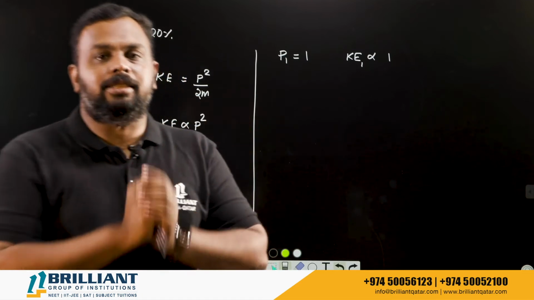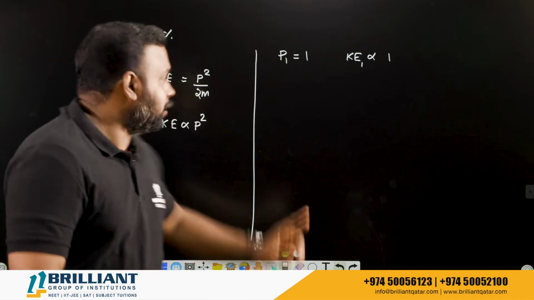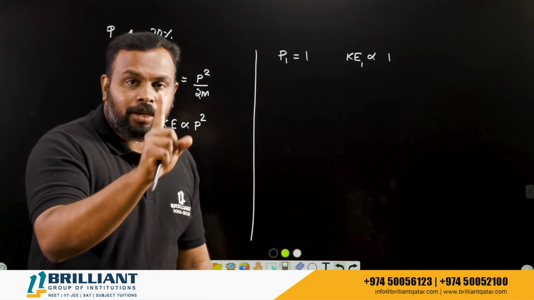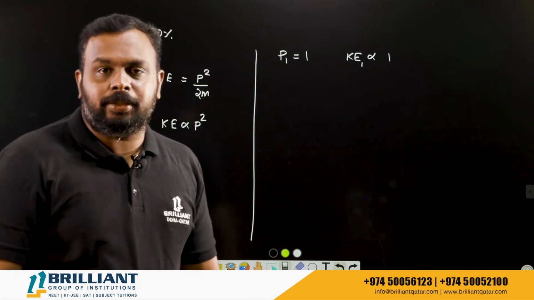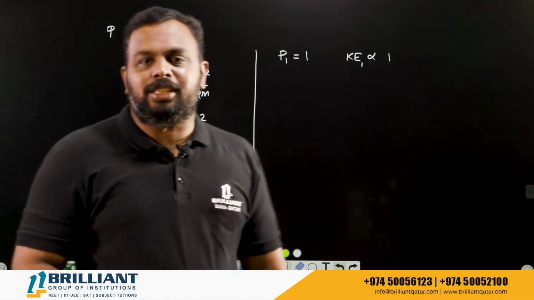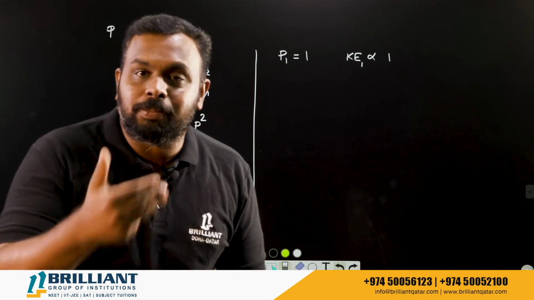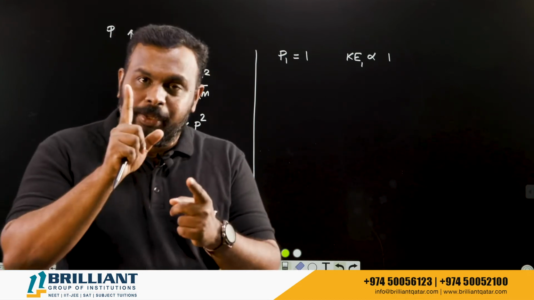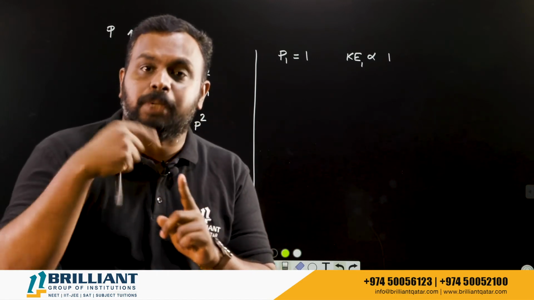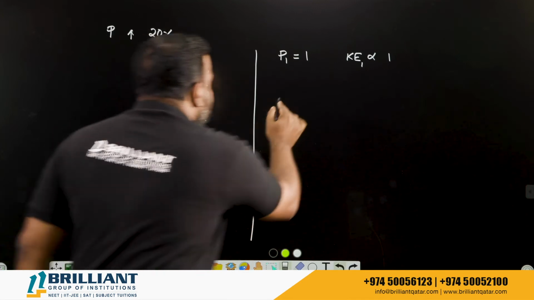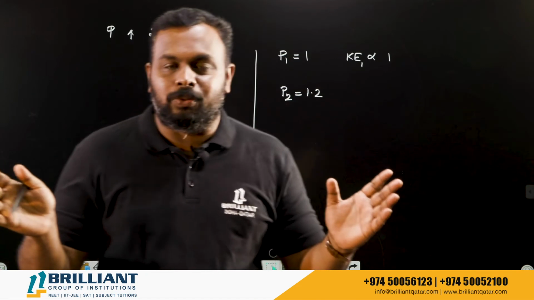Now, very careful. Momentum is increased by how many percentage? 20%. 20% increase in the momentum. Please note that. What is the initial momentum? 1. That 1 is increased by 20%. What is 20% of 1? 20% of 1 is how much? 0.2, right? 50% of 1 is 0.5. So 20% of 1 is 0.2. Initial momentum is 1. That momentum is increased by 20%. So 1 plus 20%, 1 plus 0.2. What will be the new momentum? New momentum P2 is equal to what? 1 plus 0.2, 1.2. Yes or no?